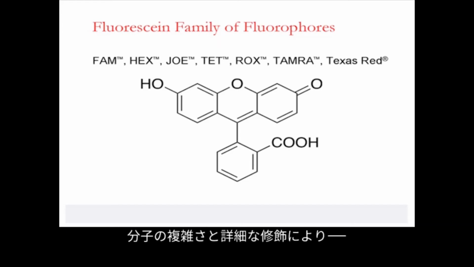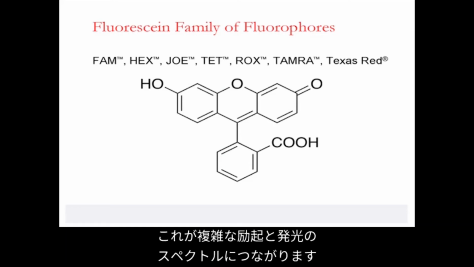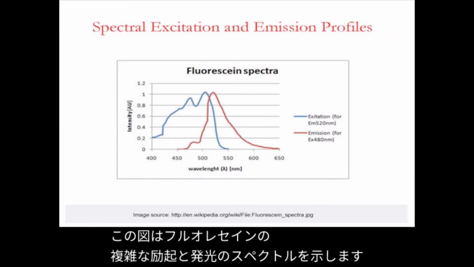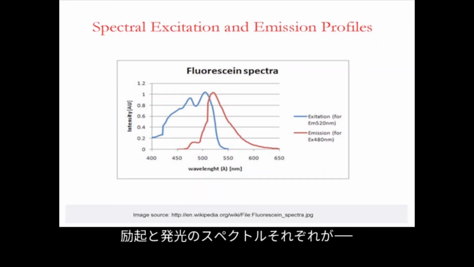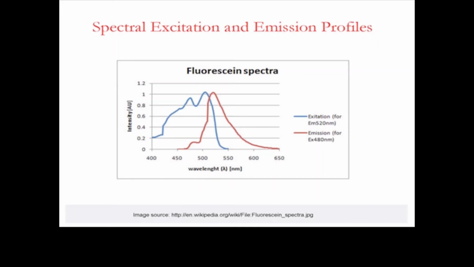The complexities of the molecule and the details of the modifications contribute to several overlapping excitation and emission energy transitions. This leads to complex excitation and emission spectra. This spectral diagram illustrates the complex excitation and emission spectra of fluorescein. Note that the complexity is even more involved, as each of the excitation and emission spectra depends on their respective emission and excitation radiation wavelengths.